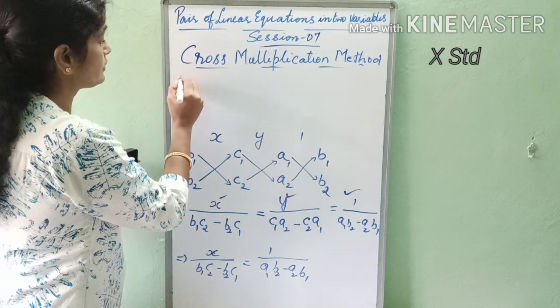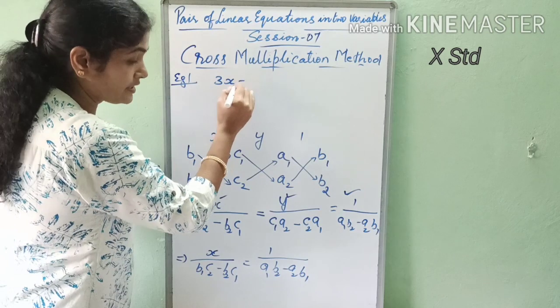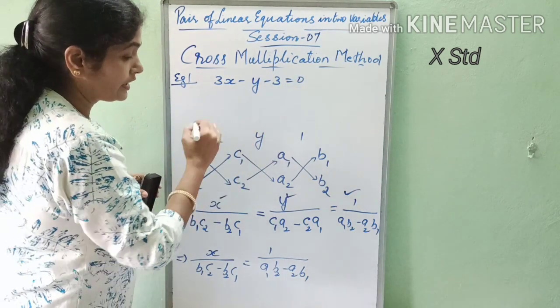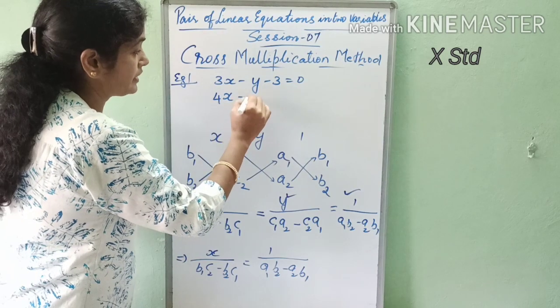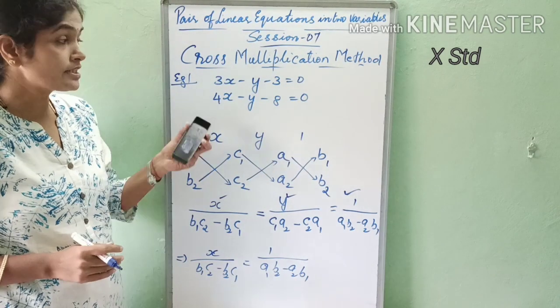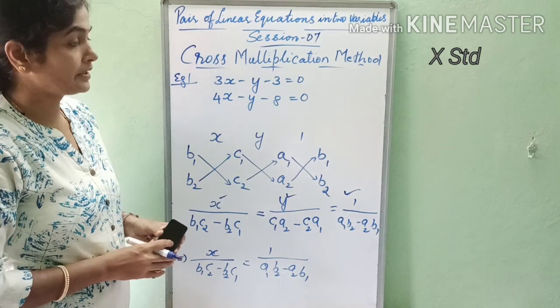So let's try to solve an example like 3x minus y minus 3 equal to 0, and another, 4x minus y minus 8 equal to 0. Now let's try to solve this pair of linear equations by the cross multiplication method.